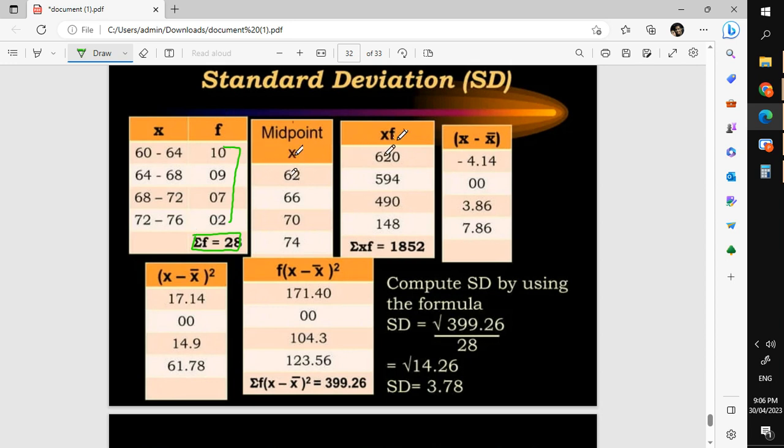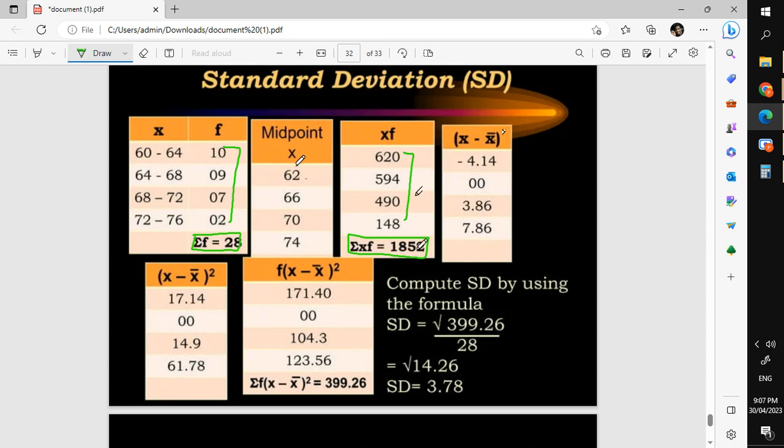10 times 62, that's 620. 9 times 66, that's 594. And then 7 times 70, that's 490, and so on. So we still have to add this because then again, gamiton gihapon sa summation of x times f sa ato formula, you have 1,852. Then each value in our midpoint will be subtracted by the value of our mean, assuming that the value of our mean is 66.